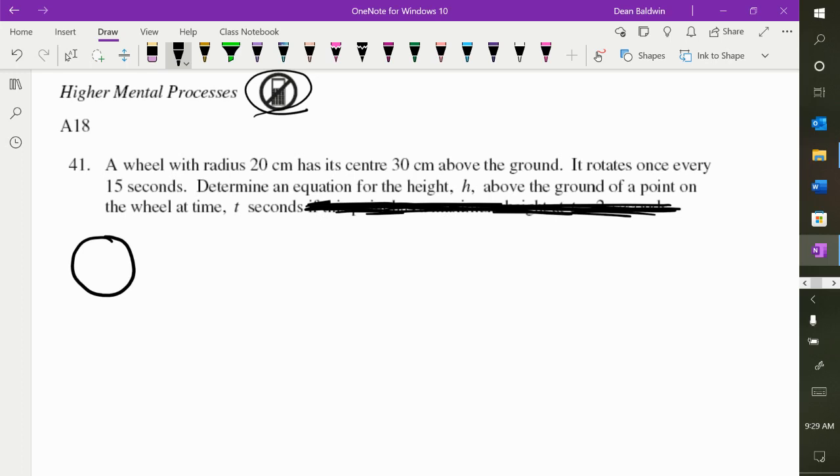Now, you have to read the question carefully. It says that it has a radius of 20 centimeters, and its center is 30 centimeters above the ground. You just rephrased what this says. Yes. The bottom of the wheel.